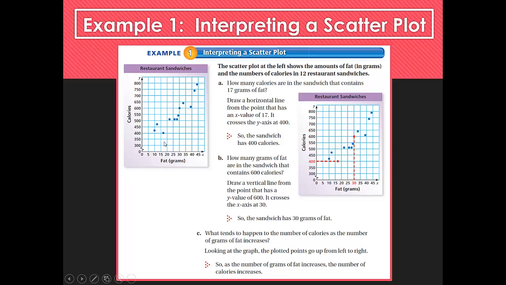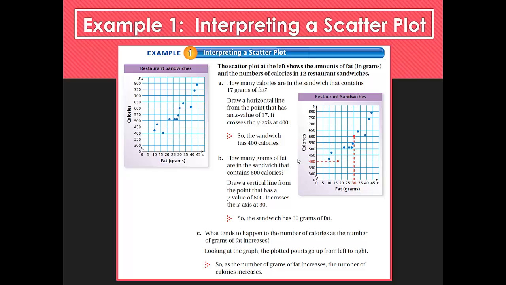Then we're going to go up on our graph until we see our dot. We'll then go to the left to find out what number that matches up with, and that is 400. You can see the example on the right shows you this information. So we started at 17, we went up to the dot, and then as we go over, we see 400. So the sandwich has 400 calories.